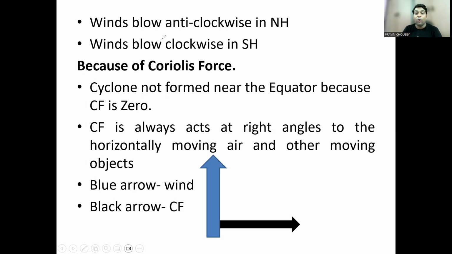If they ask why a cyclone blows anti-clockwise in the northern hemisphere and clockwise in the southern hemisphere, this is also because of the Coriolis force. For each and every movement of air, you will know there is some reason behind it, the Coriolis force. Because of this Coriolis force, we see different things, like cyclones are not formed near the equator because the Coriolis force is 0.